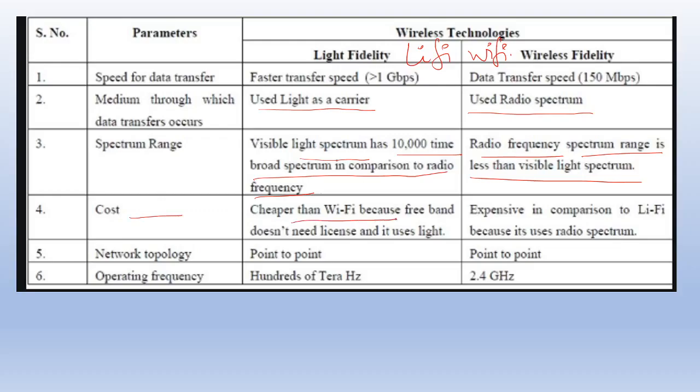Cost is cheaper than Wi-Fi because of a free band, it doesn't need a license, and it uses light. Wi-Fi is expensive in comparison to Li-Fi because it uses radio spectrum. Network topology in both of them is point to point, right? And operating frequency is hundreds of terahertz for Li-Fi. Here it is 2.4 gigahertz. So you should know that Wi-Fi is used for internet browsing, with the help of a Wi-Fi kiosk or Wi-Fi hotspot.